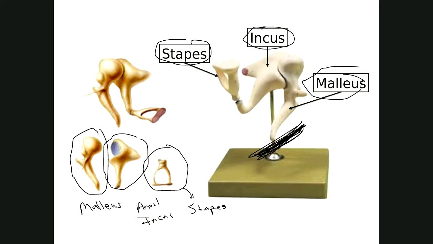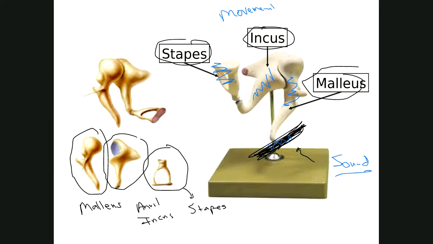So if that vibrates, this is going to vibrate. If this vibrates, that's going to vibrate. If that vibrates, this is going to vibrate. And so the sound is going to get transmitted through here. So this is going to vibrate, causing this to vibrate, which is going to cause this to vibrate, which is going to cause this to vibrate. So the sound that you heard changes. It changes from sound to mechanical movement. It changes to movement, vibration.